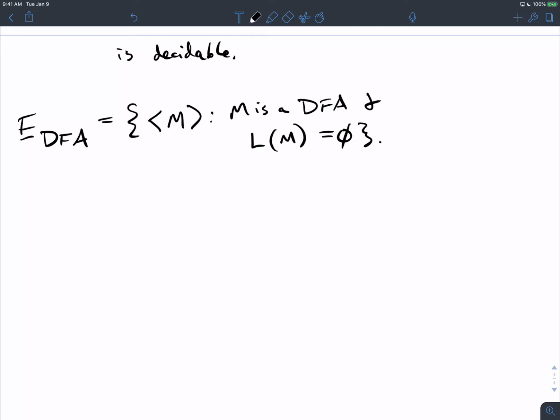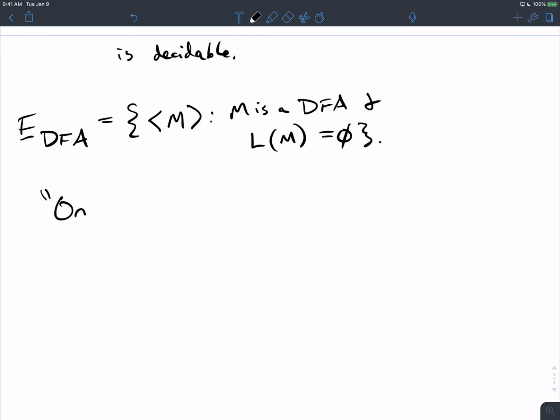Well, first off, what type of graph should we make? Should it be undirected or directed? Directed. Why directed? The transitions are inherently one direction. Okay? Well, so wait, we still have states though. So what should we make for each of the states? A node or vertex. Okay, cool.